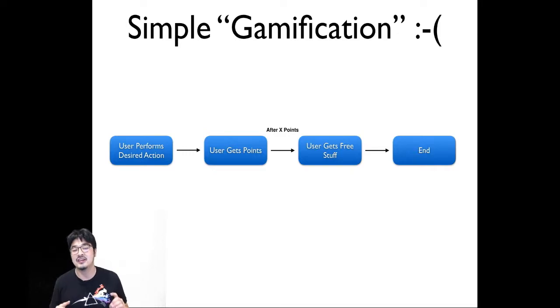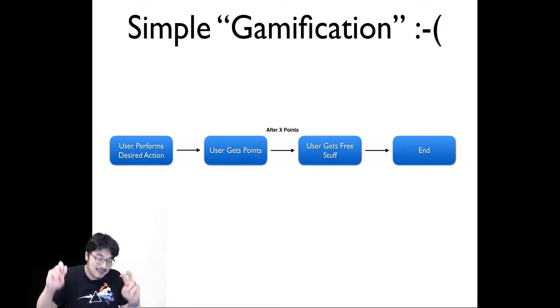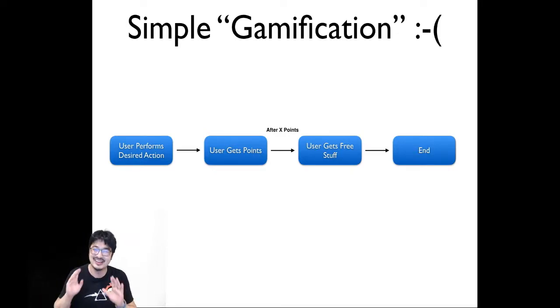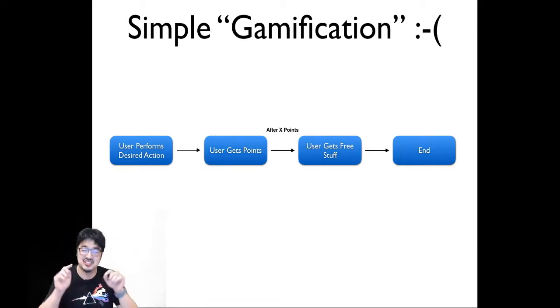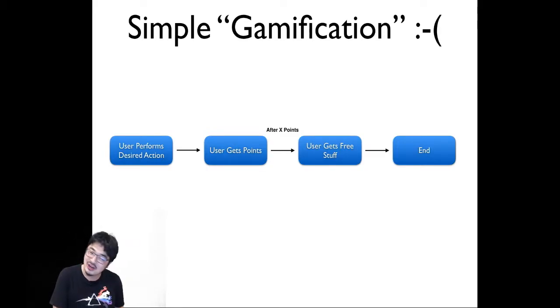If you look at simple gamification examples, and believe me, there are so many out there that look exactly like this, right? User performs desired actions, then they get points, right? And after a certain amount of points, they get free stuff. So this is like a loyalty program. You go to the restaurant 10 times and you get a free drink, right? And then it ends. You get the free stuff and it ends, very linear.